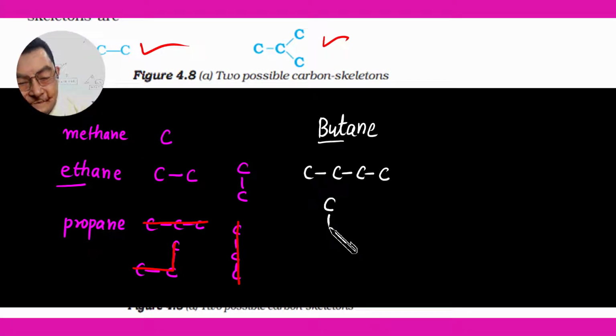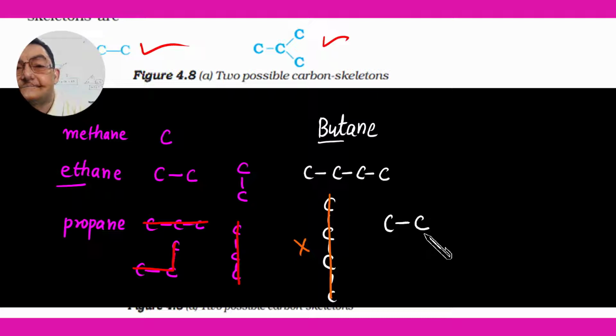If you say, sir, what about this? See, this and this are the same, because you start from here and cover all 4 carbons, and start from here again and cover all 4 carbons. So there's nothing new. Some of you will draw another structure like this, 1 carbon, 2 carbon, maybe 3 carbon, and another 4 carbon. Again, this structure and this structure are one and the same. Why? Because in this also you go like this and touch all 4 carbons, here also you touch all 4 carbons.